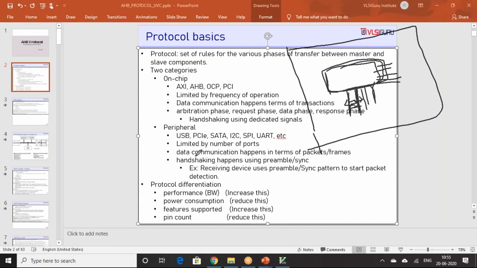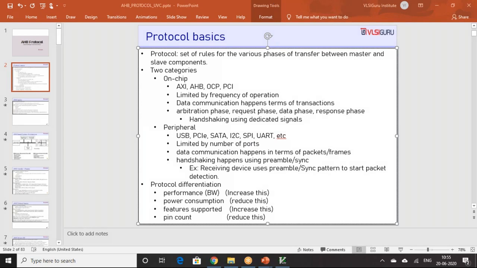In case of peripheral protocols, data communication happens in terms of packets or frames. Handshaking happens using preamble and sync. There are no dedicated signals for handshaking. In peripheral protocols, there are no dedicated handshaking signals.